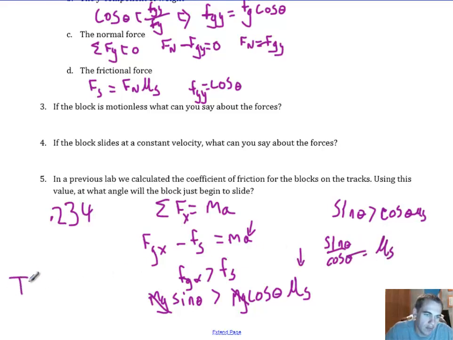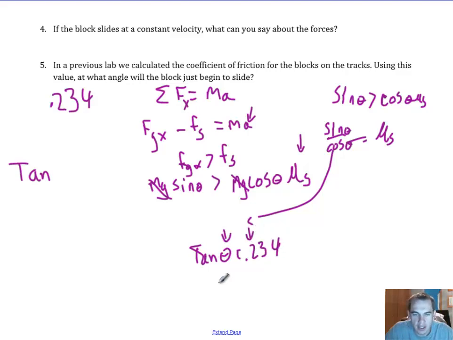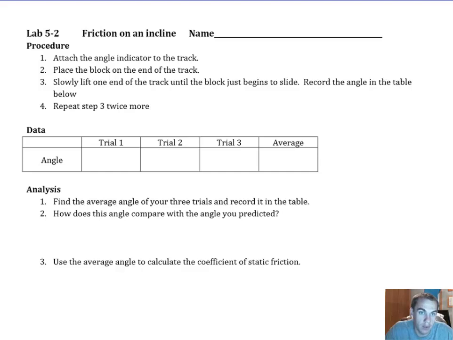But that means the tangent of theta, if I jump over here, so let's just extend this page, that means the tangent of theta is equal to mu s, which is 0.234. So since I want the angle and I know the number, I just got to use the arctangent. So inverse tangent of 0.234 equals theta.